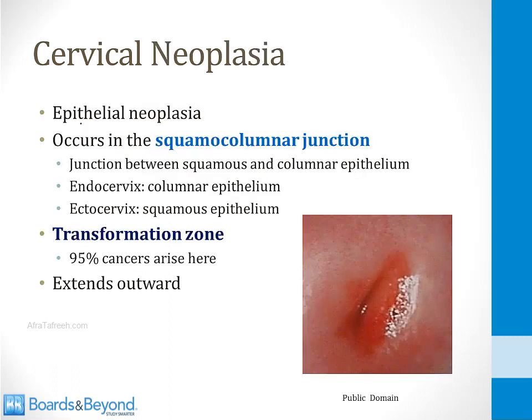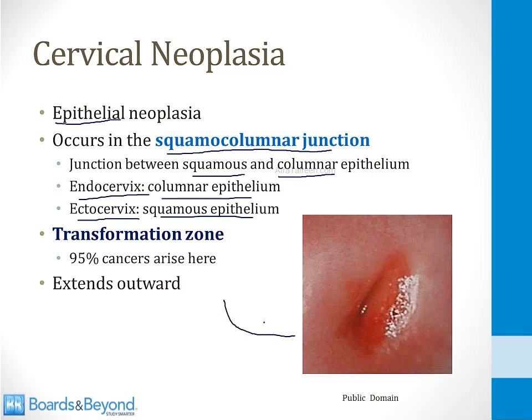Cervical neoplasia develops in the epithelial layer of the cervix, and it occurs in an area called the squamocolumnar junction. As the name implies, this is the junction where the epithelium converts from squamous epithelium to columnar epithelium. So it turns out that the canal of the cervix has columnar epithelium. This is called the endocervix. The outer portion of the cervix has squamous epithelium. This is called the ectocervix.